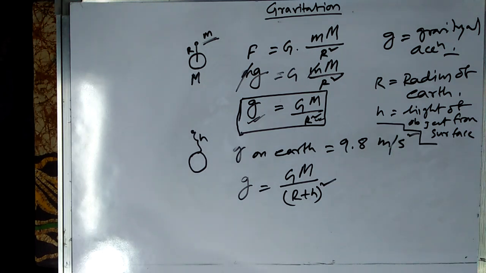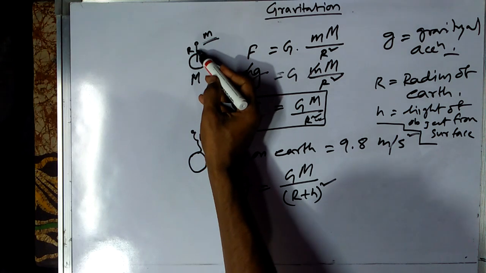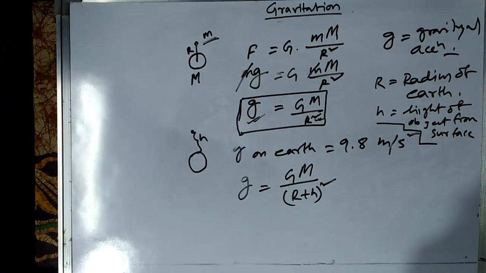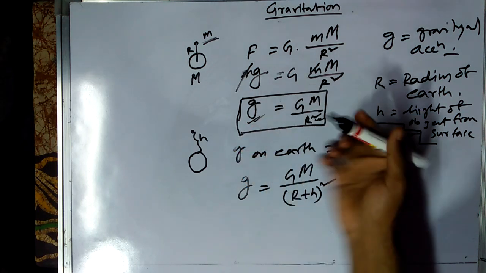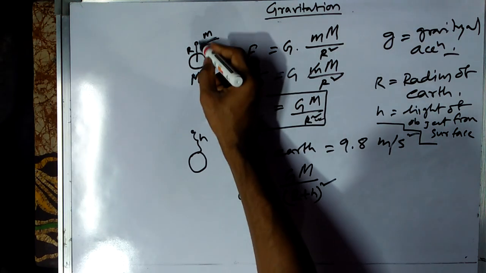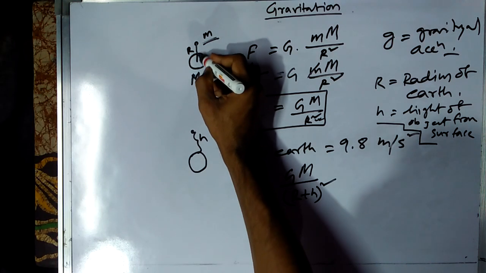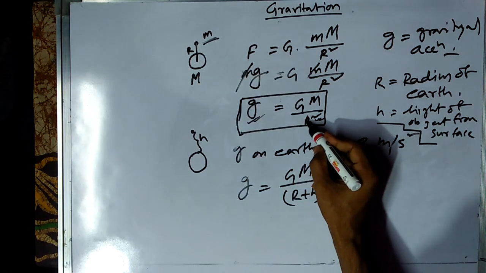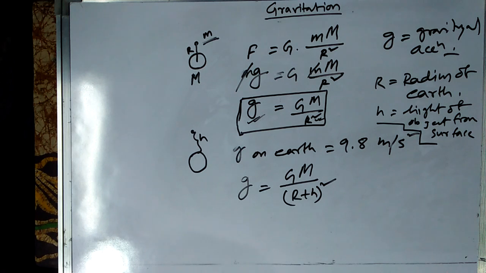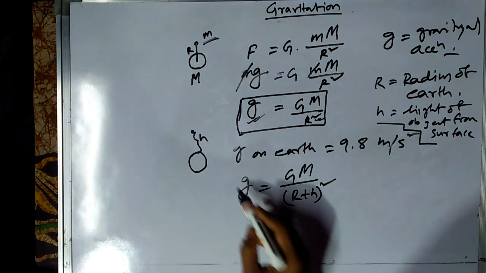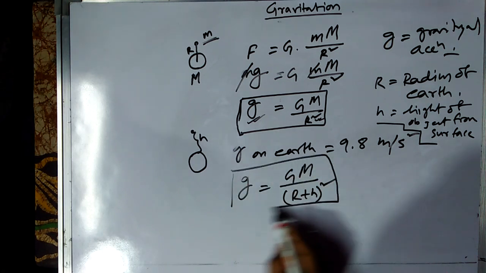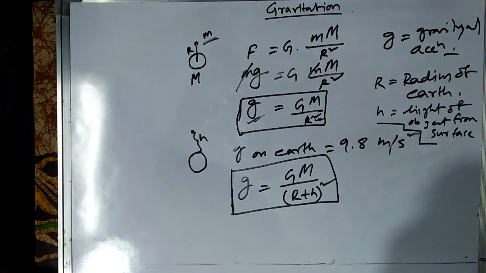Okay, so you see, if the height is very small, we can neglect the height and consider the distance between the object and the planet as the radius of the planet. But if the height is big enough, then this will be the acceleration due to gravity on the object if the object falls.